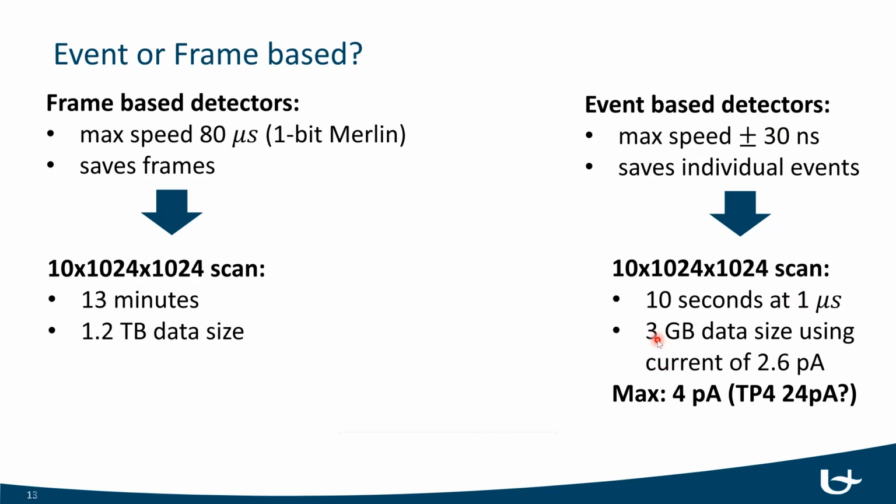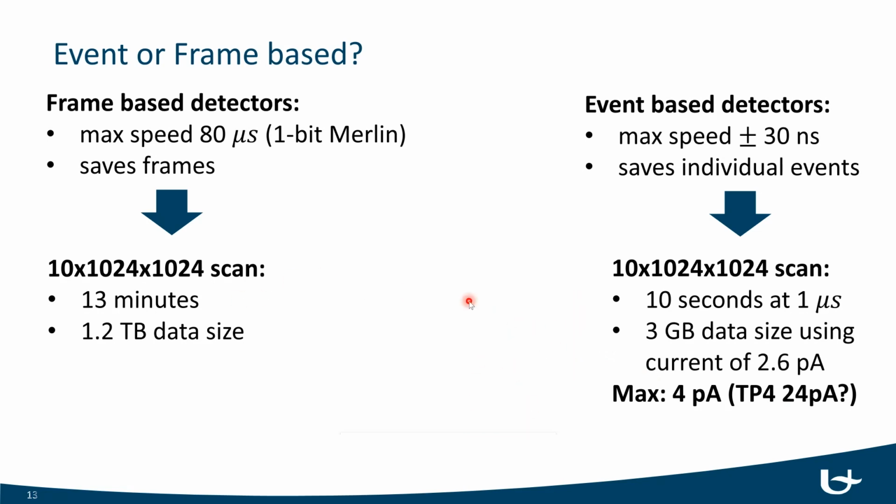And this will produce 3 gigabytes of data if we use a beam current of 2.6 picoamp. This 2.6 picoamp is maybe on the low side of what you're sometimes doing, but this is a limitation of these kinds of cameras. They have a certain maximum number of electrons per second that can hit a sample. The maximum for the camera we were using here, Timepix 3, was 4 picoamp. In future, there are new generations coming up where this can be increased a bit, but event-based detectors will always have some limit on the number of electrons per second they can receive. Frame-based detectors also have that, but these limits are higher.